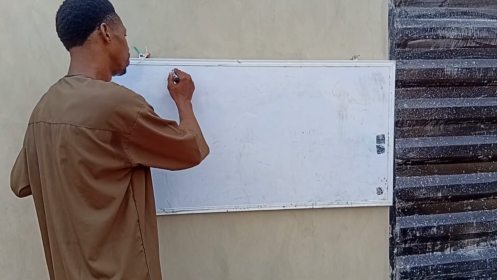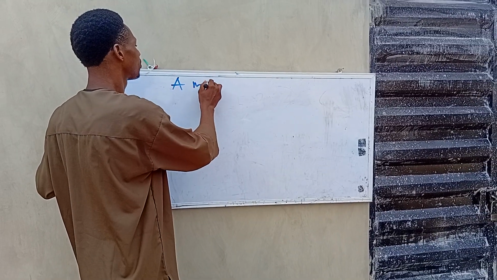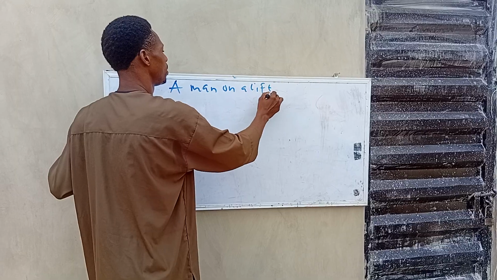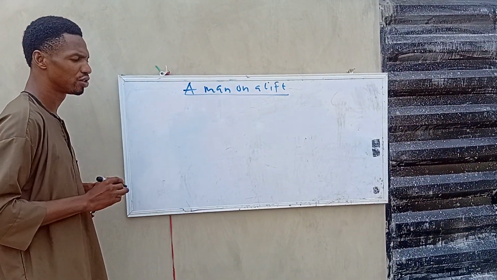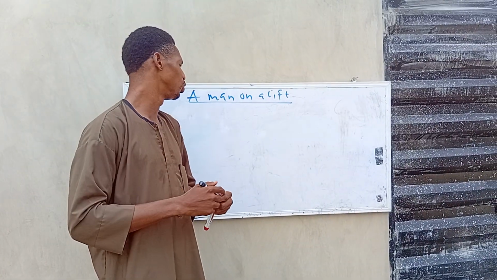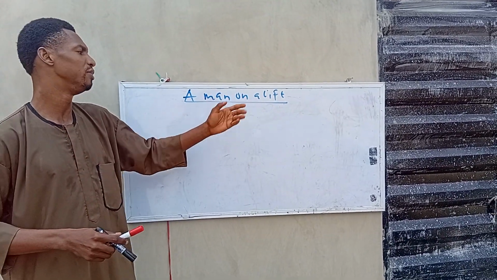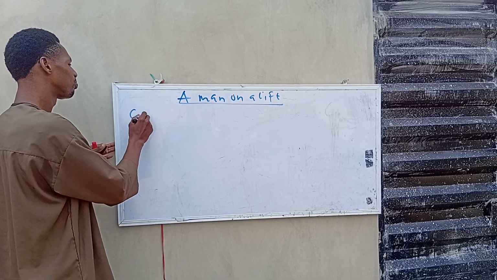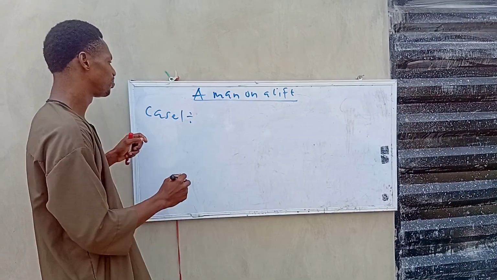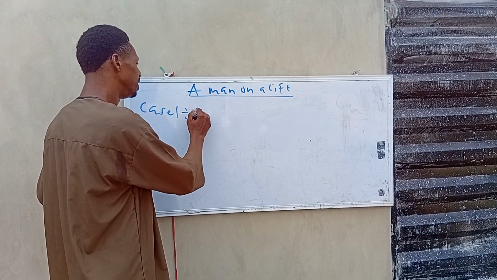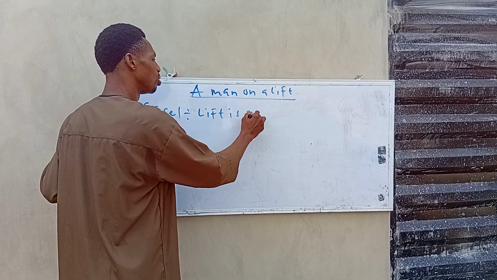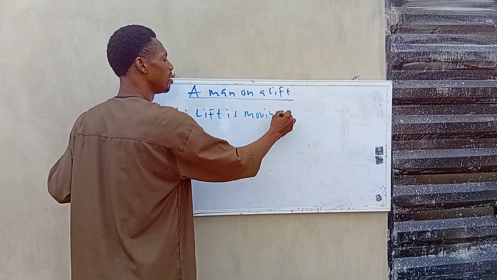Let's start with a man on a lift. Now there are four cases we are going to check under a man on a lift. Case one is when the lift is moving upward.